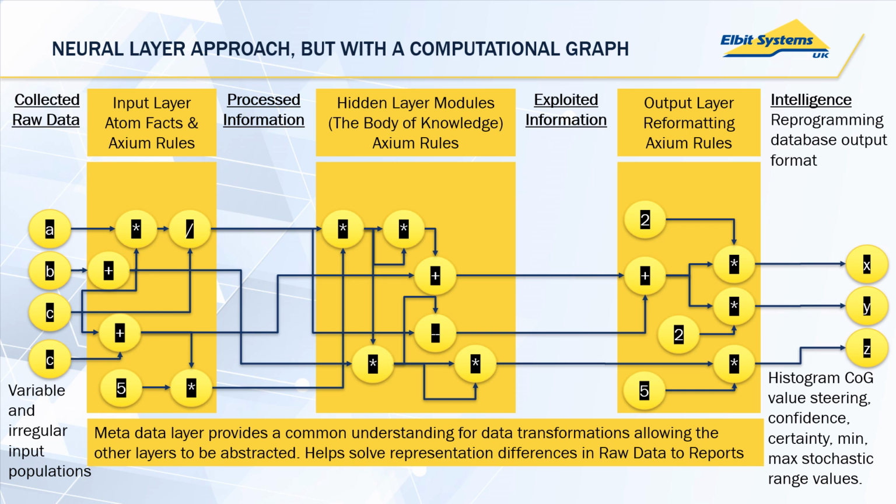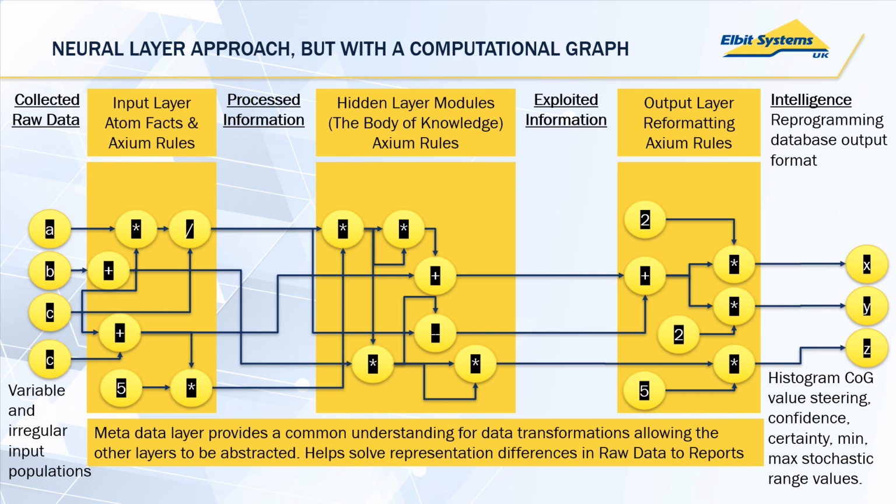So what actually is happening here is that we have an amount of inputs which are going into an input layer, and there's a metadata layer converting this to a common format. There's a number of hidden layers going on with axiom rules, and then there is an output and a histogramming approach which provides that single value.